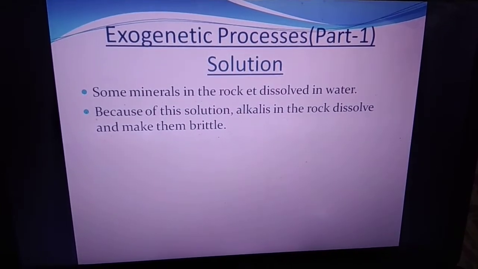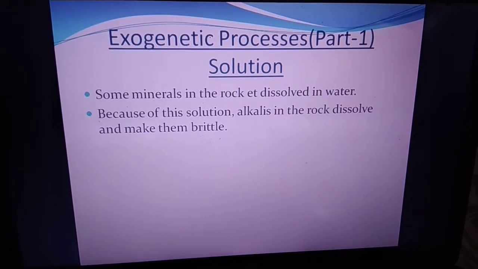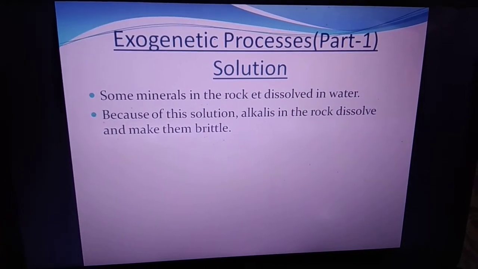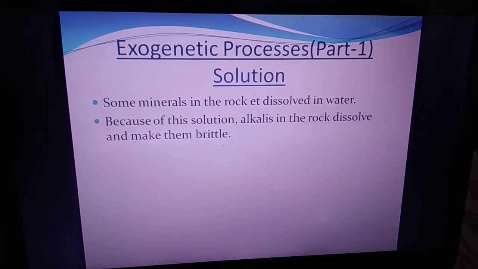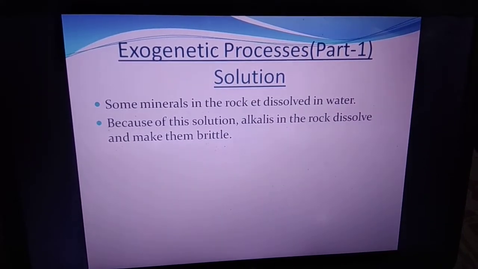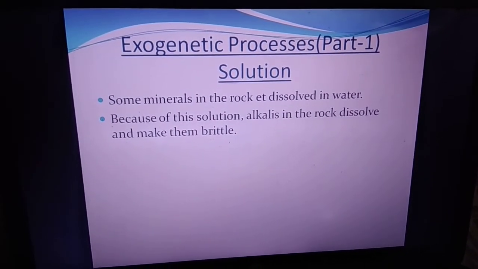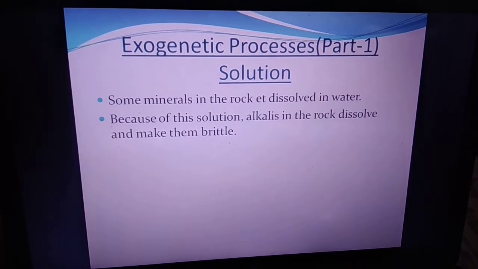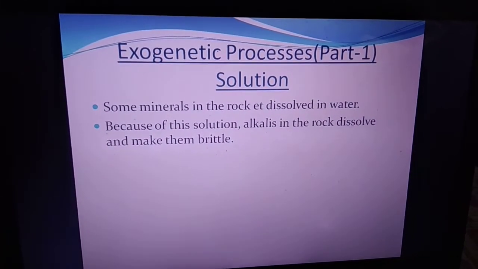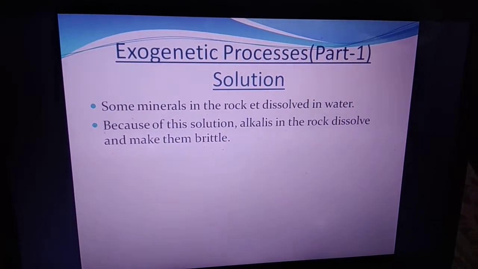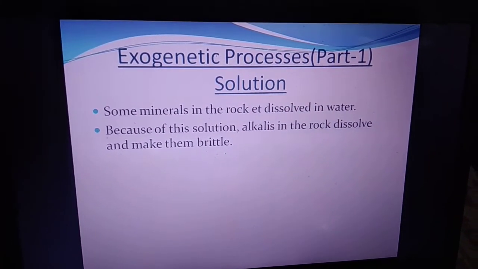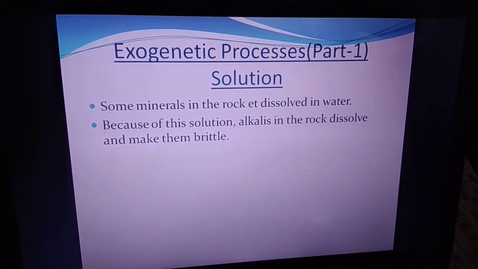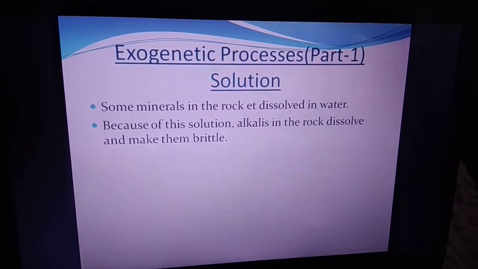Our next topic is solution. First point, some minerals in the rock dissolve in water. Second point, because of this solution, alkalis in the rock dissolve and make them brittle. As you will see in this slide, minerals in the rock get dissolved in water. Because of this solution, alkalis in the rock dissolve and it leads to the formation of brittleness.